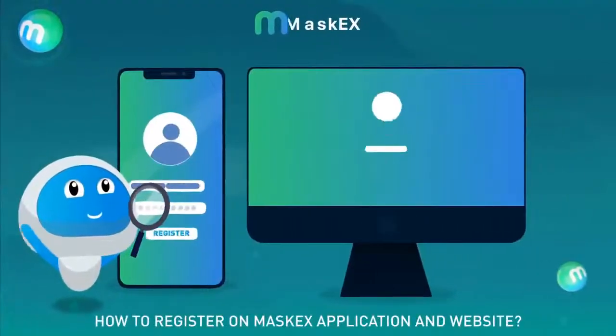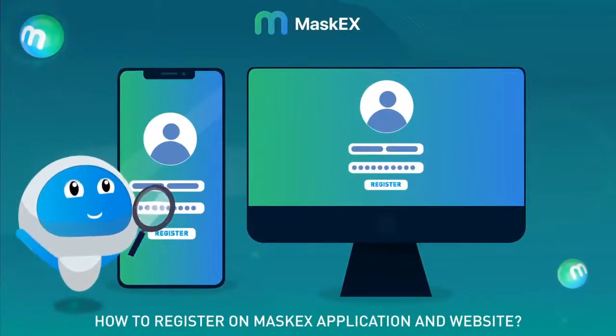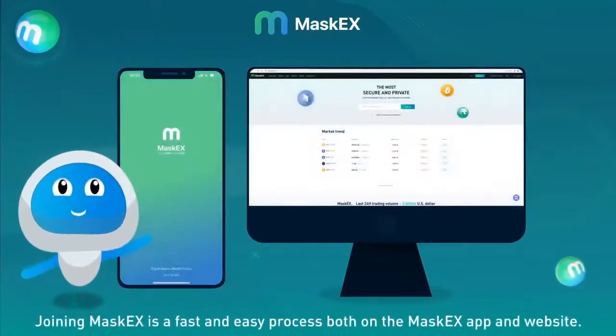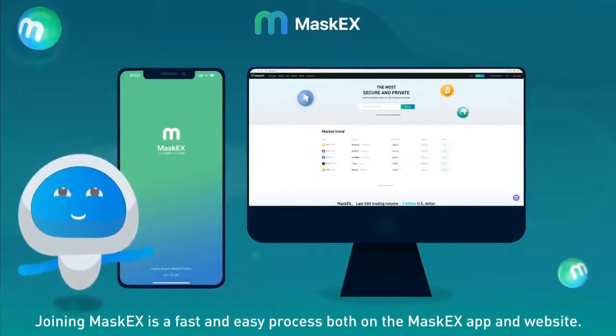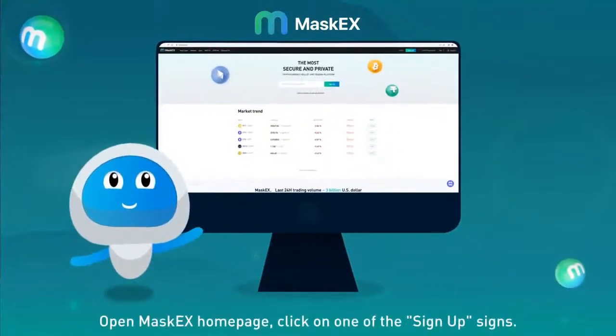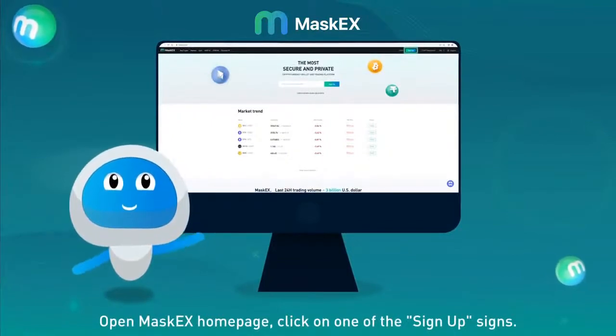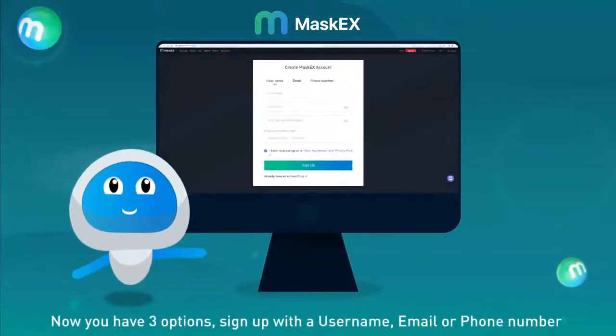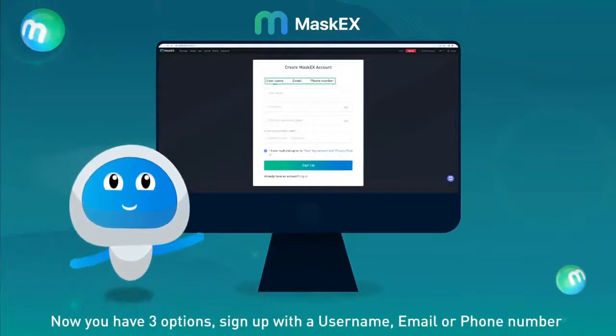How to register on the MaskX application and website. Joining MaskX is a fast and easy process both on the MaskX app and website. Open the MaskX homepage. Click on one of the sign-up signs. Now you have three options. Sign up with a username, email, or phone number.